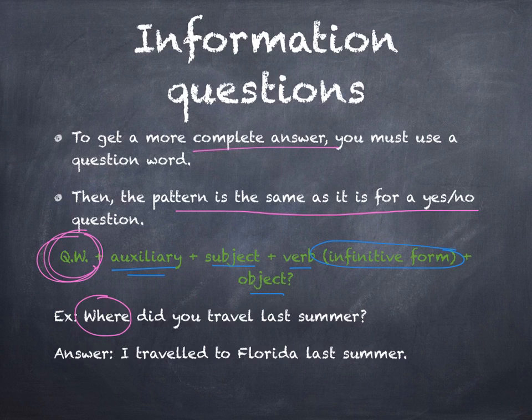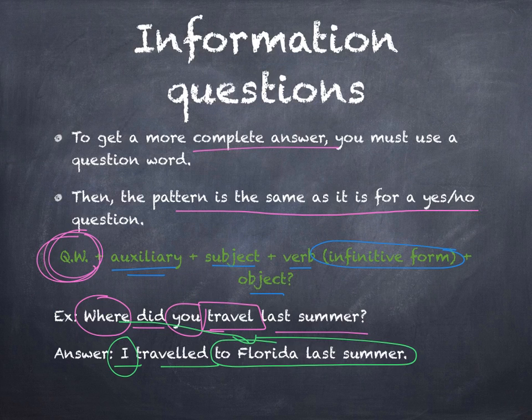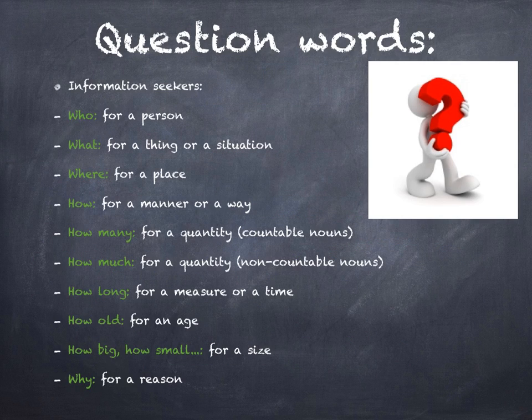Example, where is a question word. You're looking for a place. Where, and then I have my auxiliary, my subject, my verb in the infinitive form, and then the object. You answer by a complete sentence. Where did you travel last summer? I traveled, simple past, regular verb. And then I have my answer to my question, where? To Florida last summer.